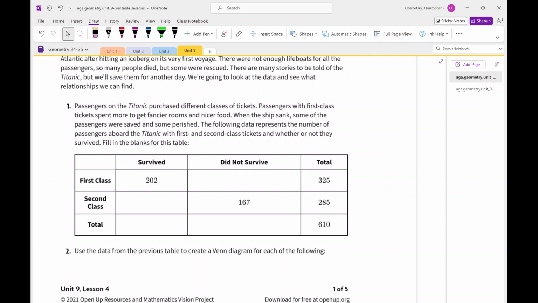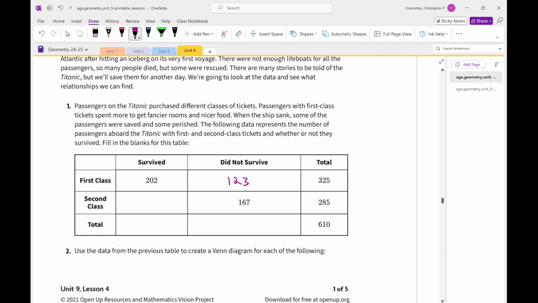Okay, hopefully you got this chart filled out, but if you did not, if you're stuck, we can show you how to solve this. So the first thing I would look at maybe is in first class, we have the total first class and we have the total who survived in first class. So if I want the did not survive, I'm going to subtract 202 from 325, and that will give me 123.